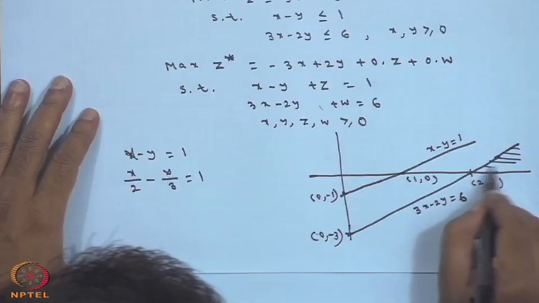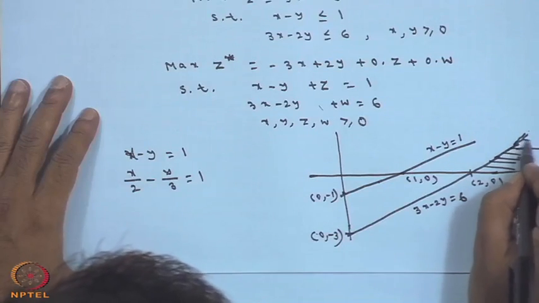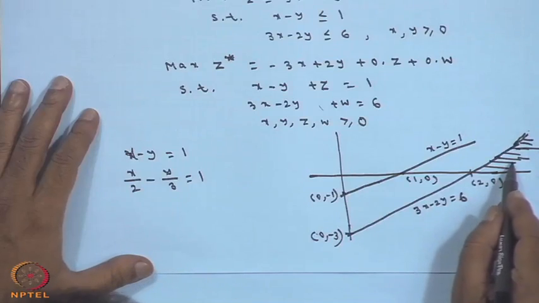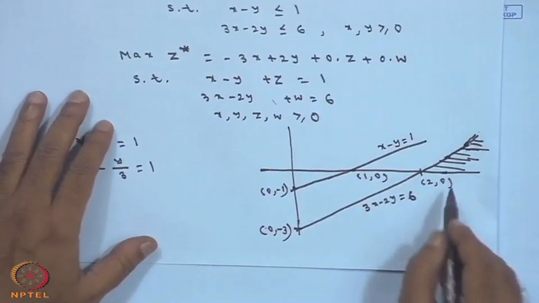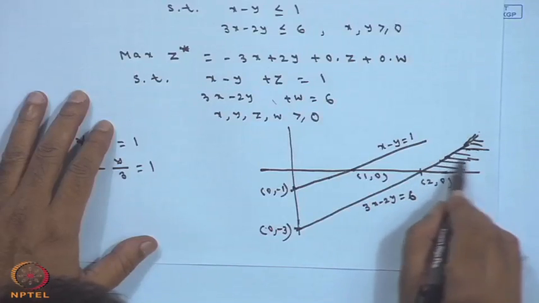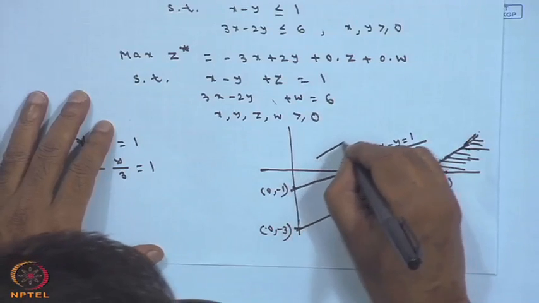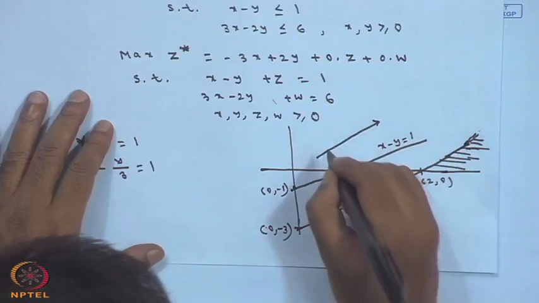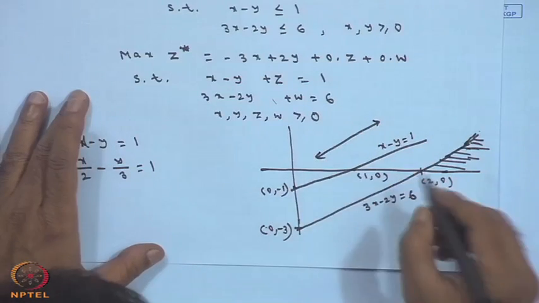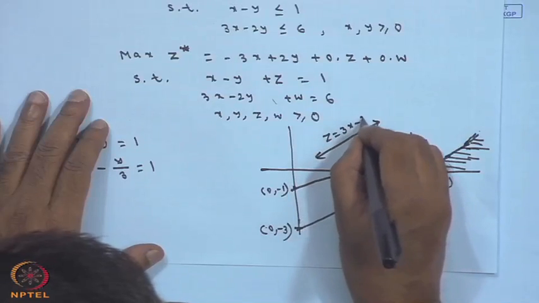The feasible region is only this portion, and it keeps increasing. From the graph itself, it is clear that the solution is unbounded. You take any value, it will go on decreasing. If you draw the isocost curve, that is the z line, it will look something like this. This is your z equals 3x minus 2y.